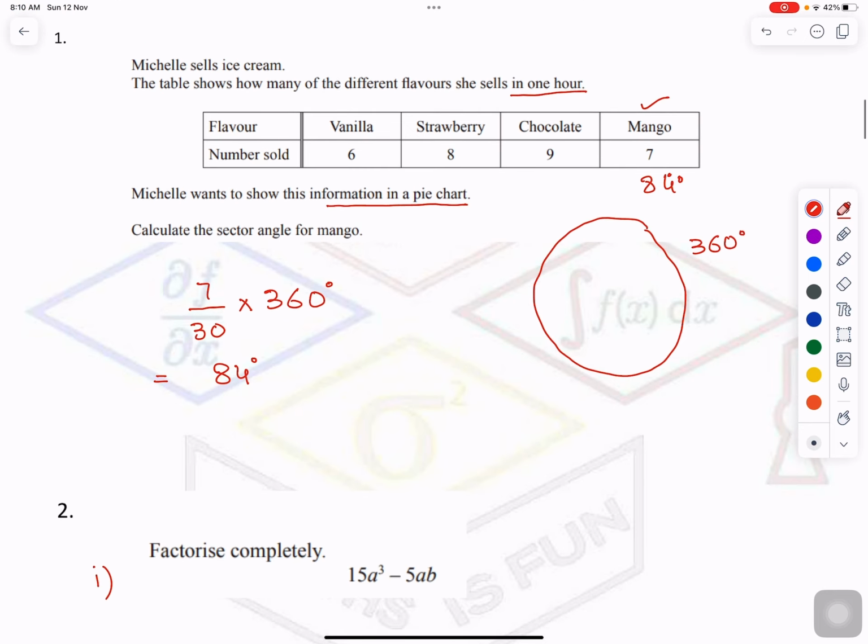In case the same question says convert it into a percentage, what percentage of mango ice cream was sold in an hour? You will do 7 divided by 30 into 100%. So that will change the question into the percentage of ice cream sold, mango ice cream. Okay, so this is how you convert it.